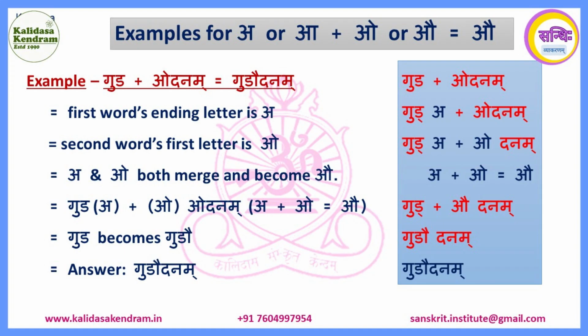The first word is Guda, ending with a. The second word is Odanam, starting with o. Please note there is no short vowel au, only long au. So a plus o becomes au. Guda becomes Gudau. The final word is Gudaudanam. Kindly see the box where the derivations are given clearly. Okay, let's move on to the examples.